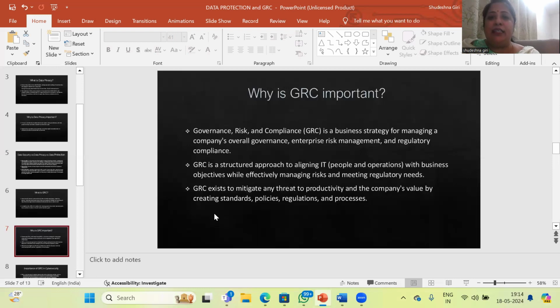So GRC is a structured approach of aligning IT and operations with the business objective while effectively managing risk and meeting regulatory needs. GRC exists to mitigate threats to productivity and the company's value by creating standard policy, regulation, and processes. So GRC helps to formulate all these standard policies, regulations, and processes.